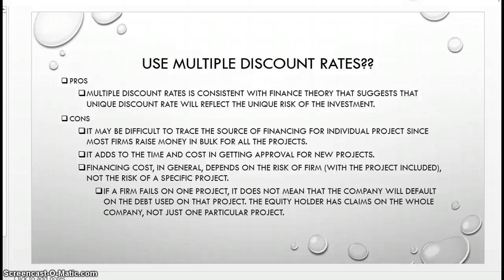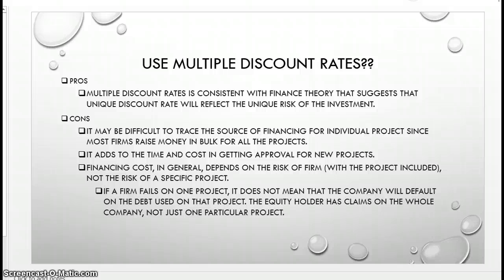What can be seen as a positive about using multiple discount rates is that we will apply the unique level of risk to the discount rate for each project. And so we know that for every risk we take, we want a greater reward. And so that seems logical that if we have specific projects that have higher risk, we should require additional reward for that.